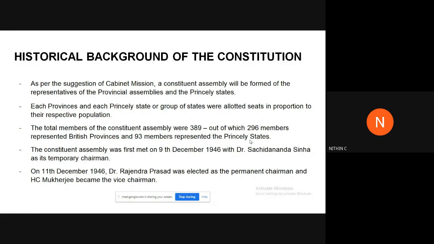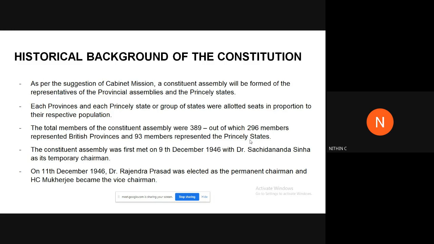So you just recollect the things that we discussed. Initially, the proposal was laid down by M.N. Roy. Then the Cripps Mission was sent, and the proposal given by Cripps was rejected. Later, when the Labour Party came into power in England under Clement Attlee, he was more sympathetic towards Indians, and as a result of that, he recognized the demands of Indians for framing a constitution.